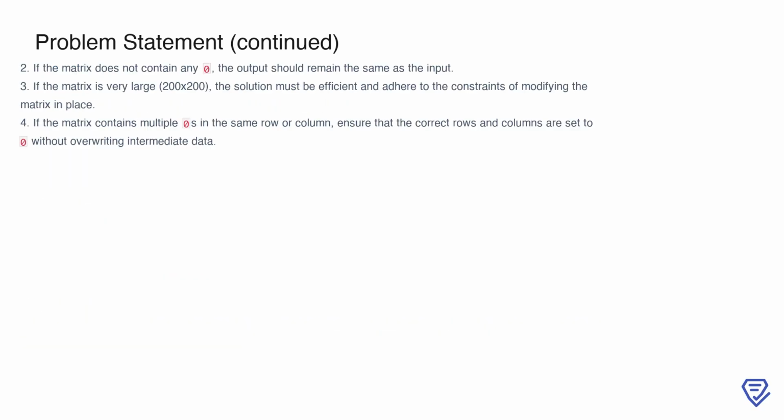Several edge cases must be considered for a robust solution. For instance, if the matrix contains only a single row or column, you need to ensure that zero propagation is handled correctly across that single row or column. If there are no zeros in the matrix, the output should remain identical to the input. Additionally, for very large matrices, such as 200 by 200 grids, your approach must be efficient while modifying the matrix in place. Finally, if multiple zeros exist in the same row or column, it is crucial to avoid overwriting intermediate updates, ensuring all affected rows and columns are properly set to 0 by the end of the process.